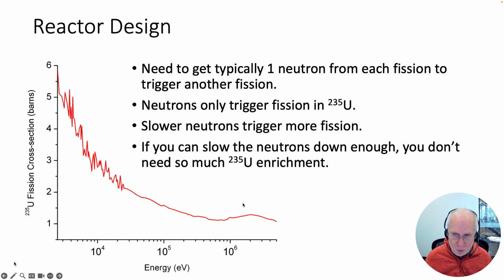So we need uranium-235, and it turns out that slower neutrons trigger more fission of uranium-235. This is basically because as they go past, they linger longer in the vicinity of the nucleus and so give more time to trigger the reaction. Here is the fission cross-section, which is how likely it is to produce a fission as a function of the energy, and you can see the lower energy, i.e. the slower neutrons, have much higher cross-section. So if you can slow the neutrons down enough, you don't need so much uranium-235 enrichment.